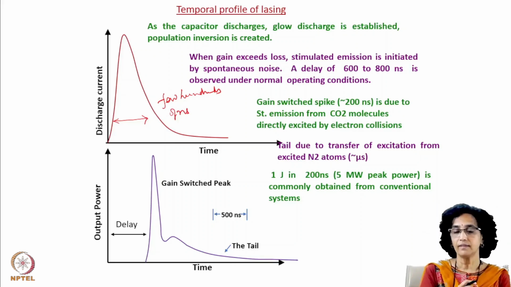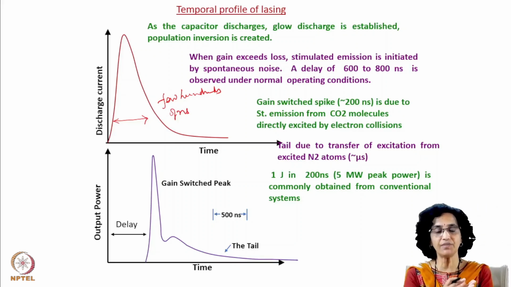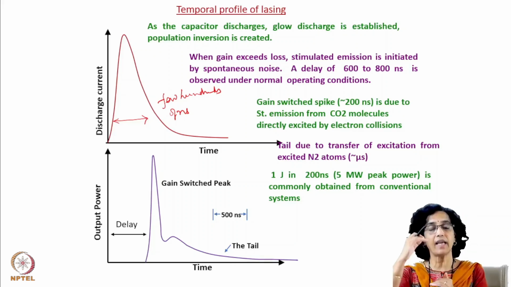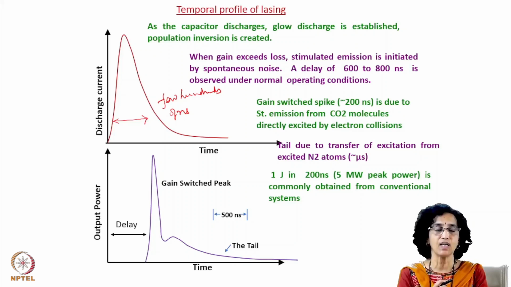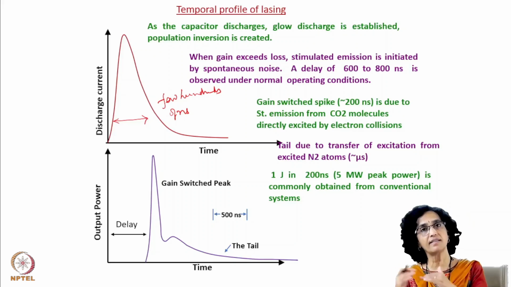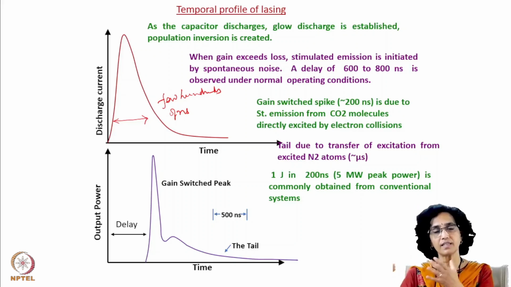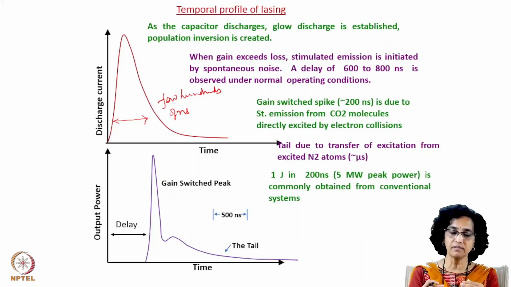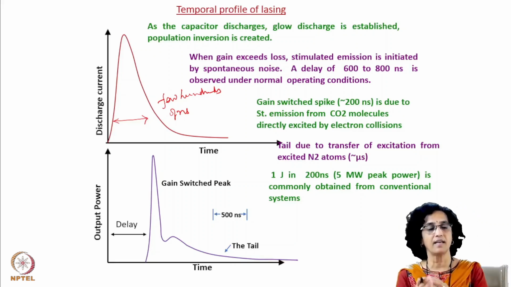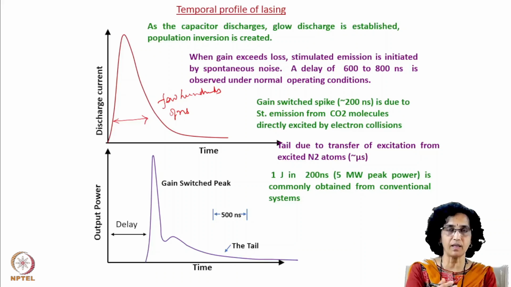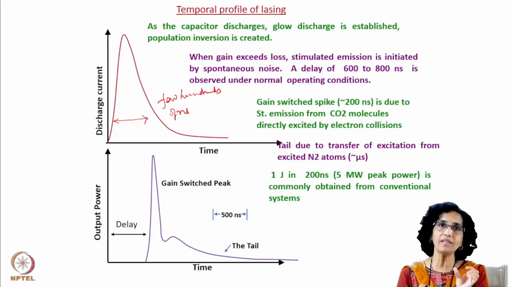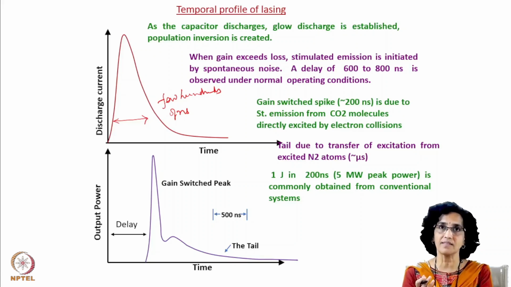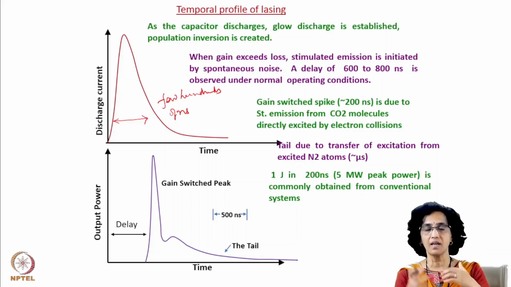Now the population inversion is getting created. When the gain exceeds loss, that is when stimulated emission can set in. How does stimulated emission set in? It sets in from noise. There is some spontaneous noise. That spontaneous noise, which is along the axis, will cause more stimulated emission, and then stimulated emission slowly will set in. During this time, the gain continues to rise because the gain is not being leached.